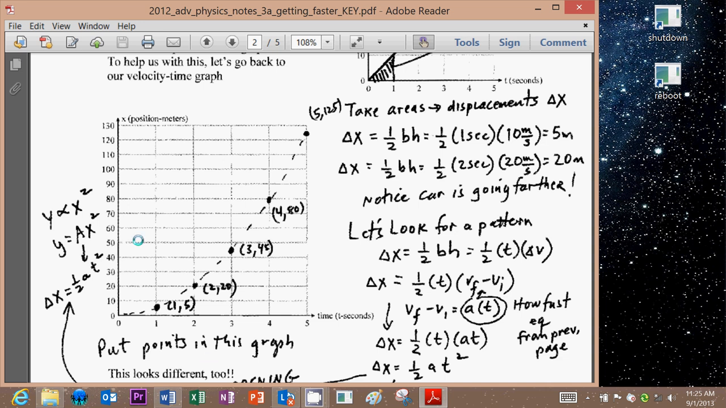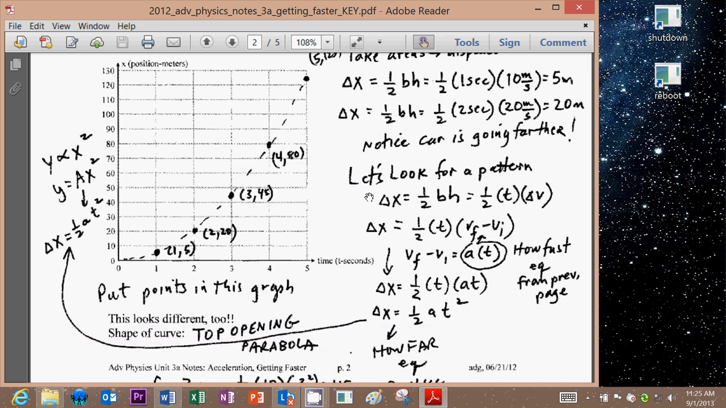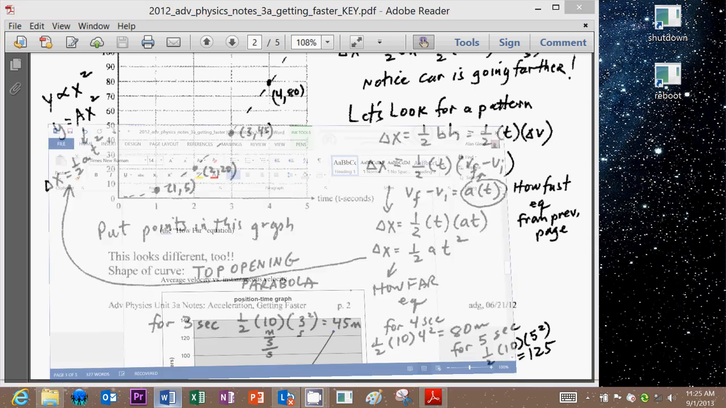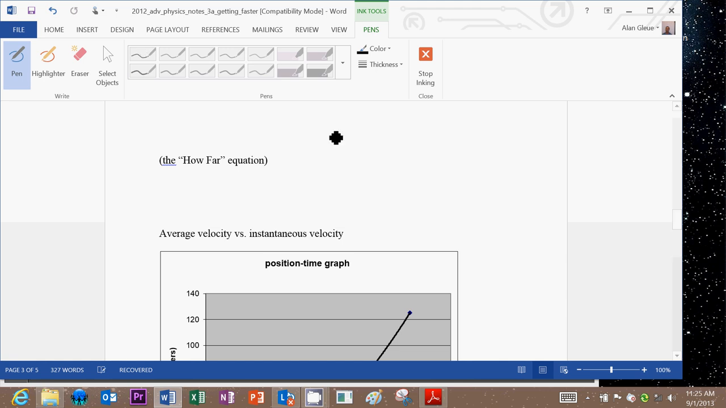All right, and so this top opening parabola is constructed by taking triangles, 1/2 BH. But we said that there was kind of an equation for that, kind of our how far equation, 1/2 AT squared. So that's kind of where we're starting out now. We're on page 3, and I'm going to go now to Word, and I'm going to get a pen here. So 1/2 AT squared represents delta x, or how far.